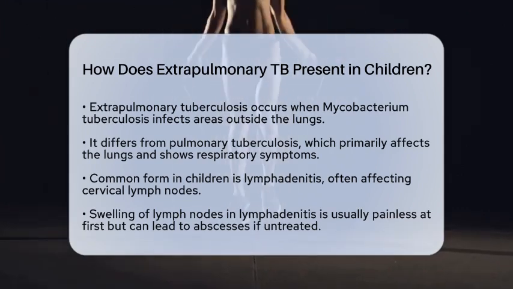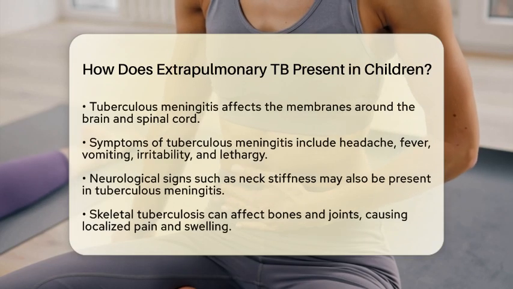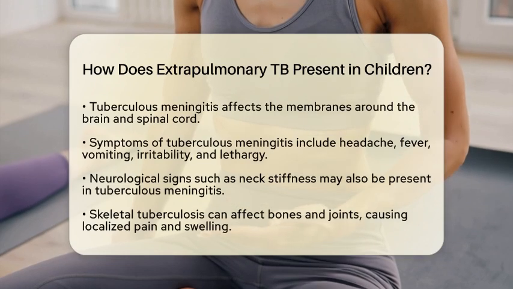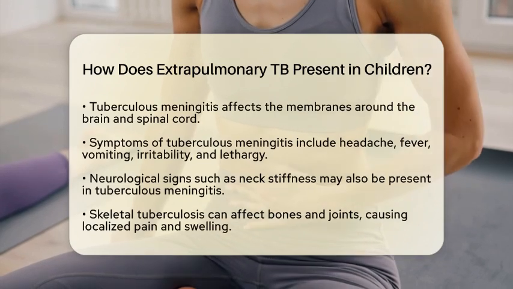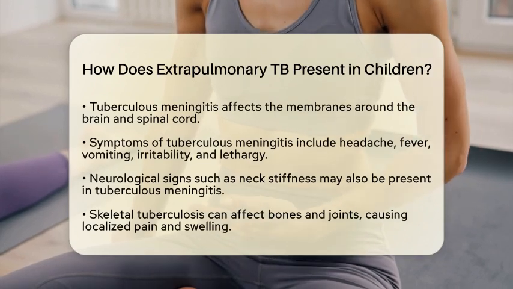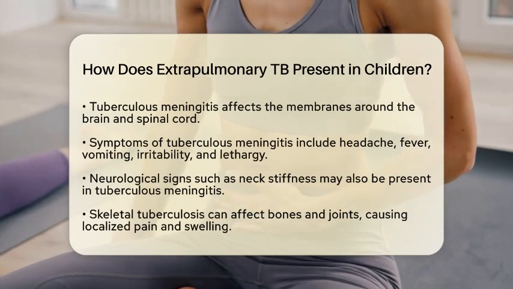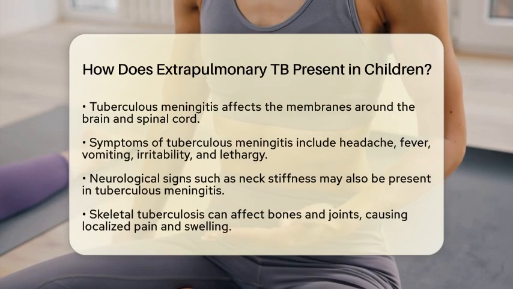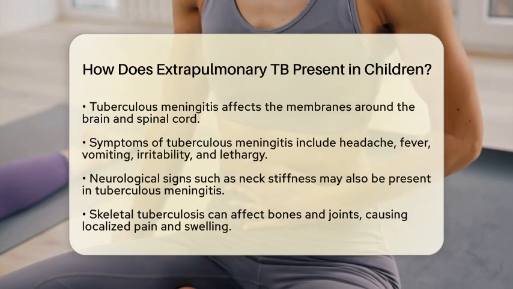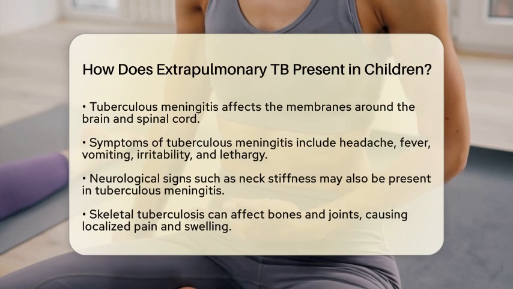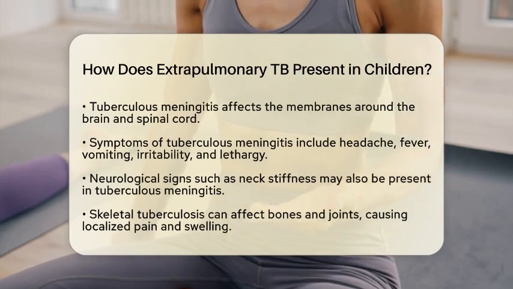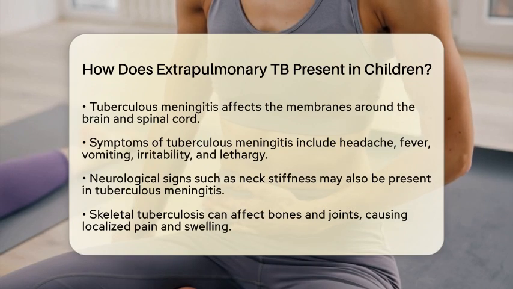Another serious form is tuberculous meningitis. This affects the membranes covering the brain and spinal cord. Symptoms can include a persistent headache, fever, vomiting, irritability, and lethargy. Neurological signs such as neck stiffness or issues with cranial nerves can also occur. Tuberculous meningitis requires immediate medical attention.